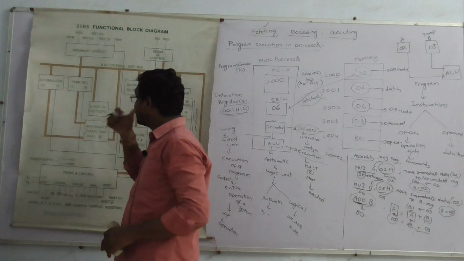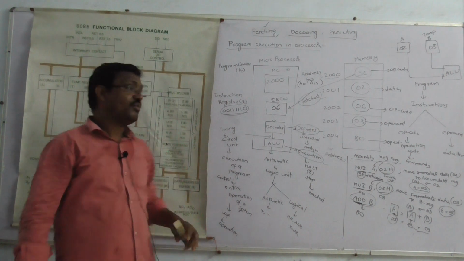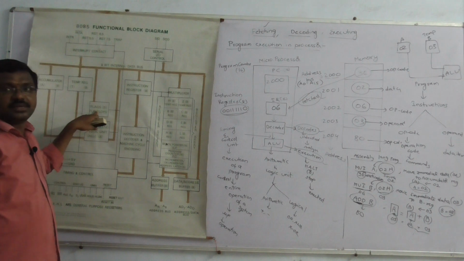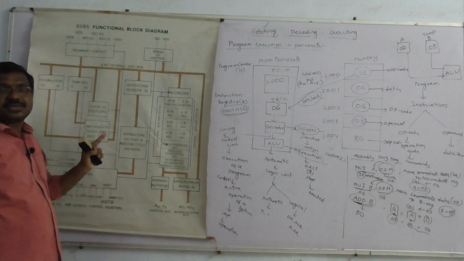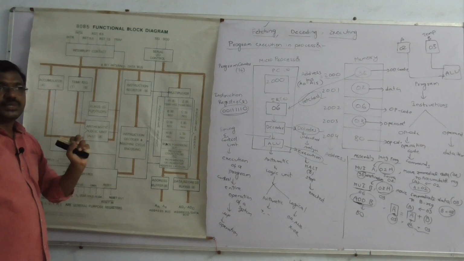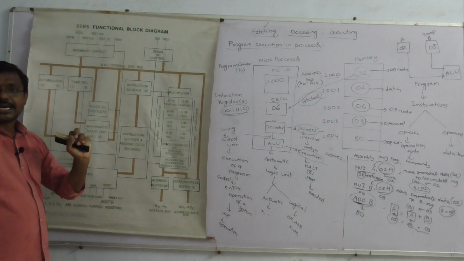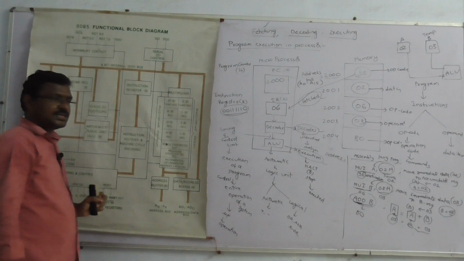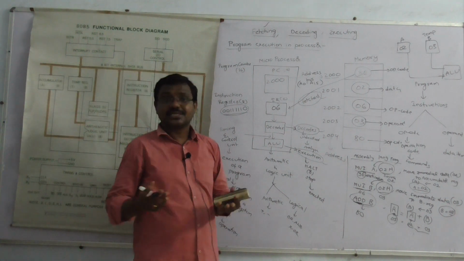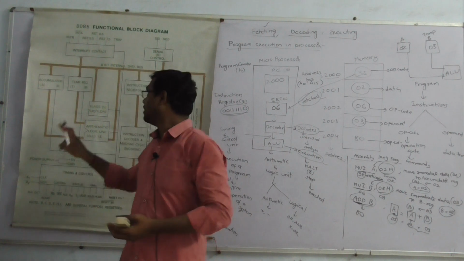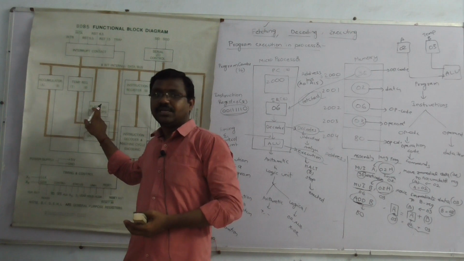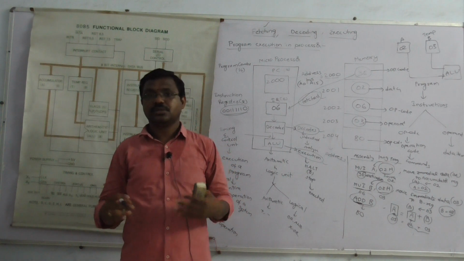Here the result can also be represented by flags. Flags are also one type of register. Flags indicate the arithmetic and logical operation conditions. Here the flag register indicates the status of the current result: whether the current result is positive or negative, zero or non-zero, is represented by the flags. We will discuss that flag register in the next class.